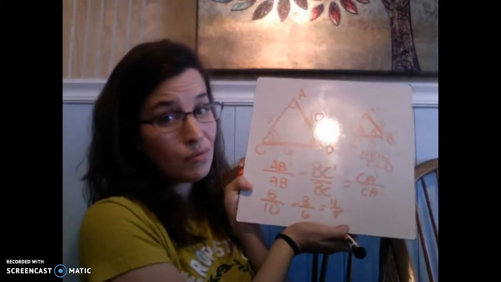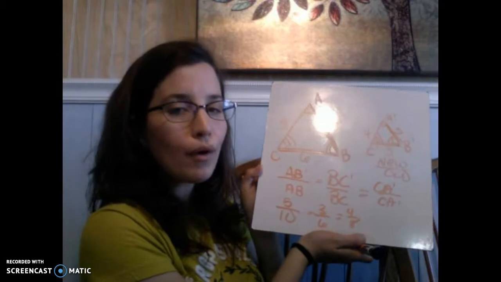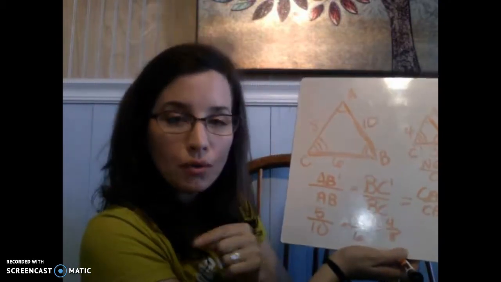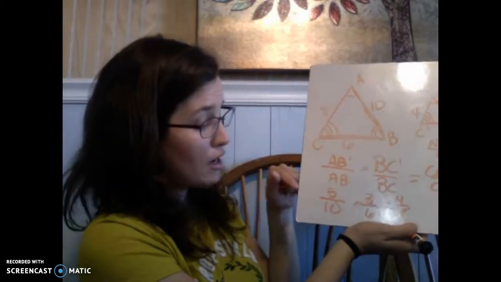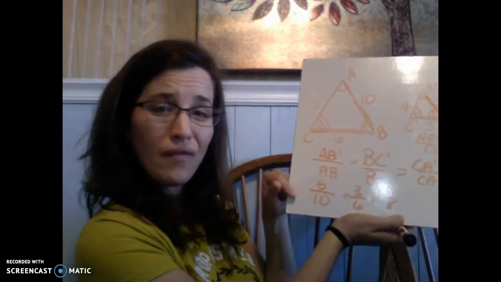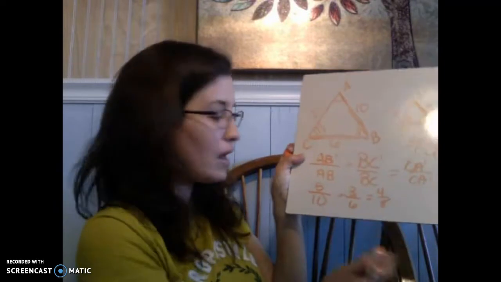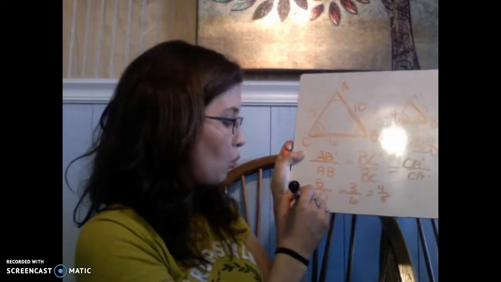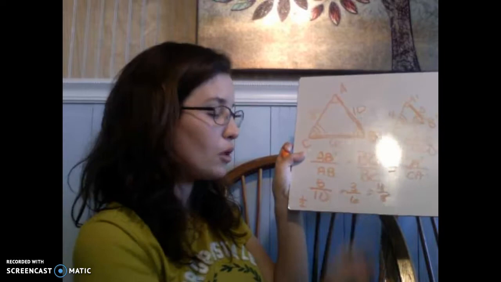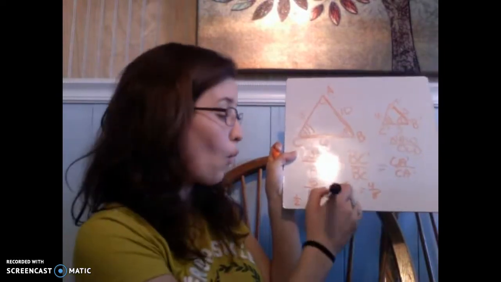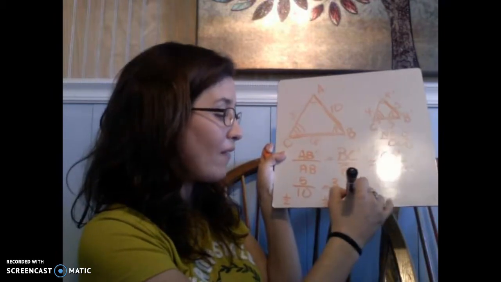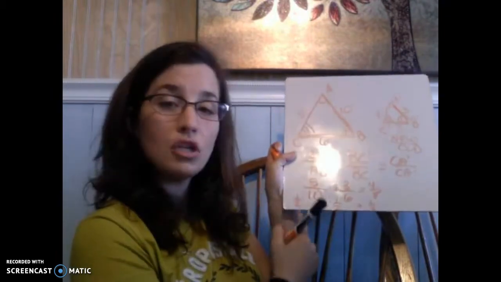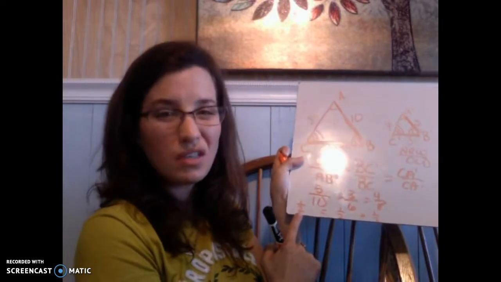Okay, when I look at this, it's like, those numbers don't match. But again, remember, it has to reduce to the same ratio. So I have to make sure I know how to reduce fractions. Well, what can 5 over 10 reduce to, right? The lowest amount would be 1/2. What can 3 over 6 reduce to? 1/2. And what can 4 over 8 reduce to? 1/2. If they all reduce to the same ratio, which is a fraction, right?